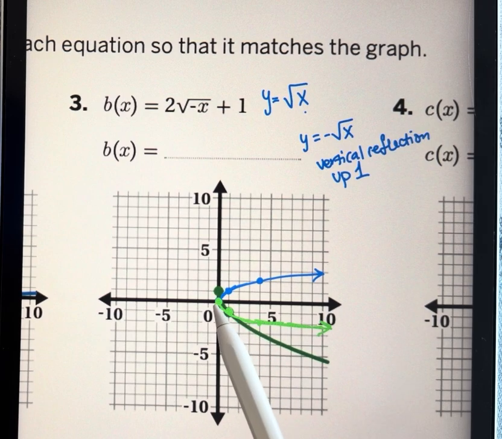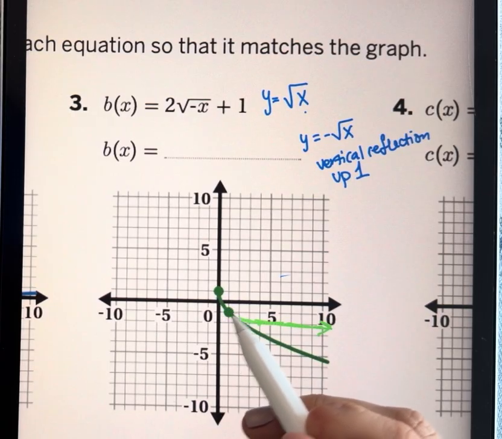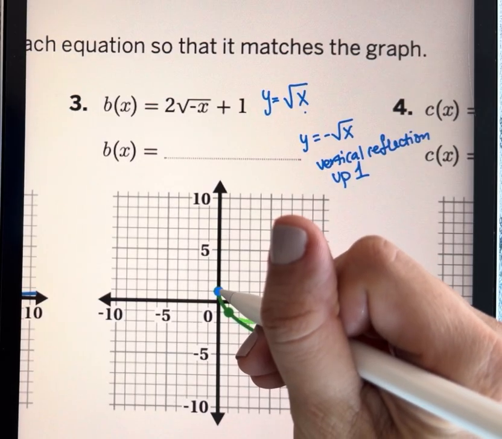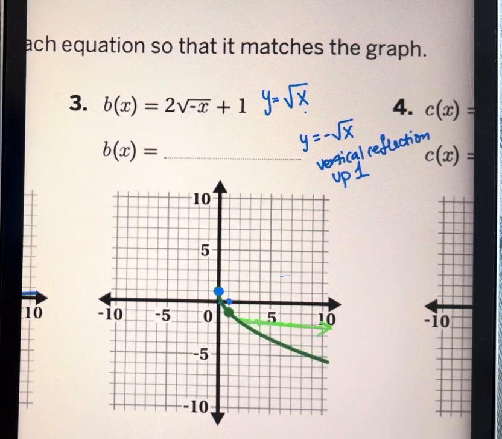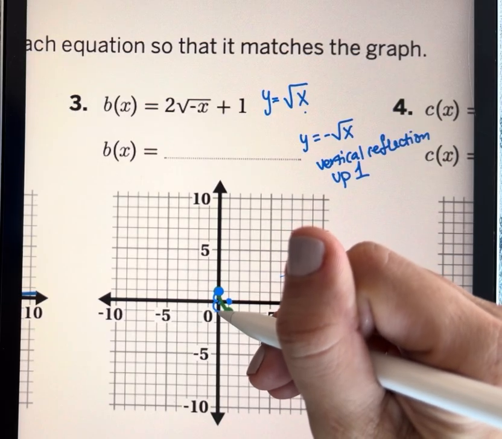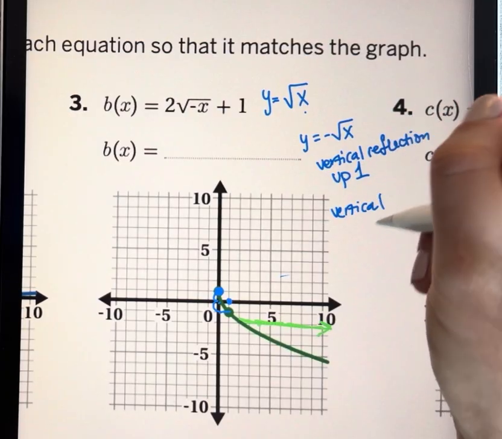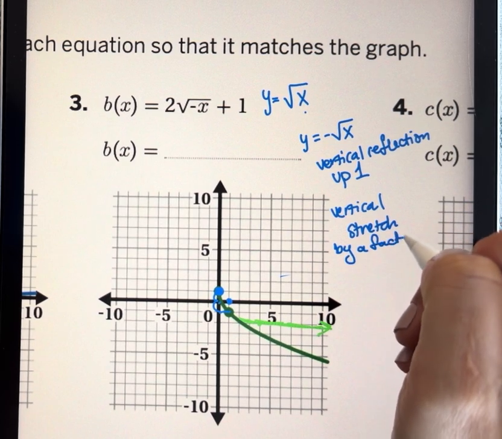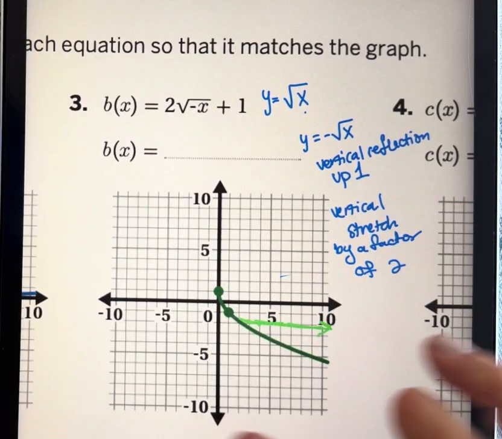Now I'm gonna erase everything so we can see it. Do you see it? Normally, from this point, we just go up 1 over 1. Now this one's flipped upside down, so it would be down 1 over 1. But it's not going down 1 over 1. It's going down 2 over 1. That means we have stretched. We have ourselves a vertical stretch, and it is by a factor of 2.